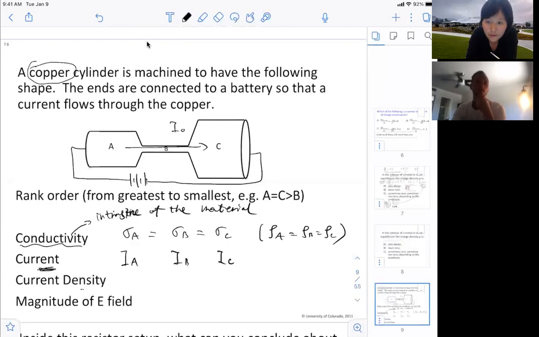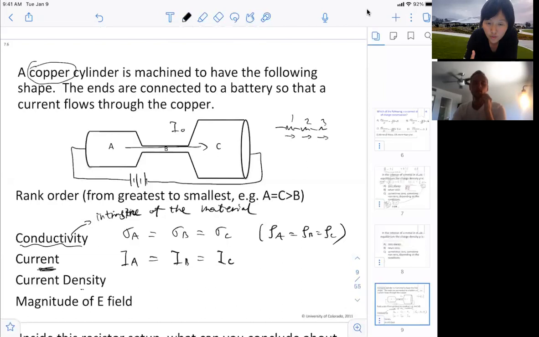Wouldn't it be the same? Yeah, all equal. And why is that? The charge is moving at the same pace all throughout. Yeah, they're connected in series, right? You have resistance 1, resistance 2, resistance 3. They're connected in series. Current 1 is equal to current 2, current 3, right? You have to have the same current flowing through.